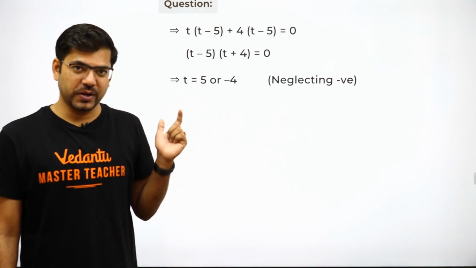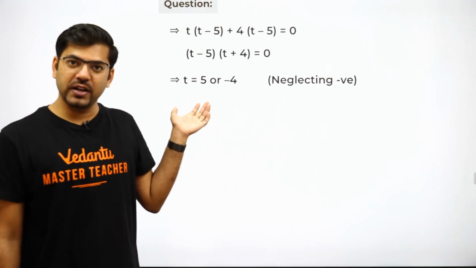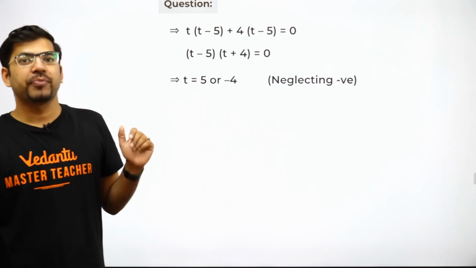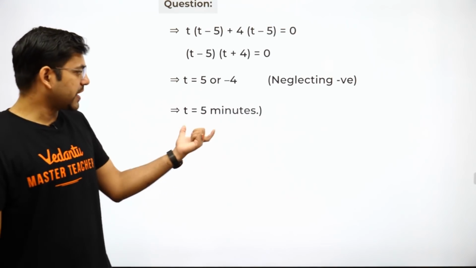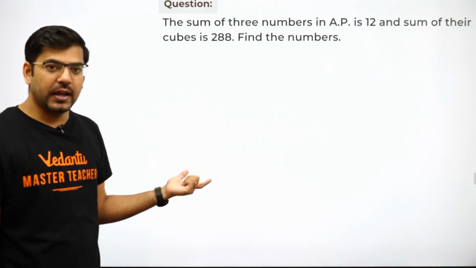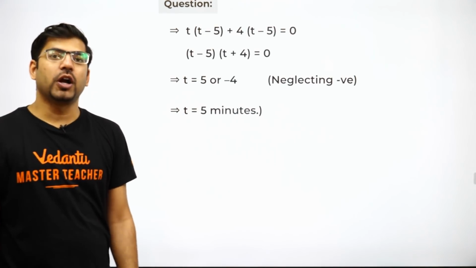So guys, did you understand this? I guess you would have understood this. So 5 plus 1 is 6. Now moving on to next. Here goes the next question. So t equal to 5 minutes is the final answer we have got here. Now moving on to the next question.